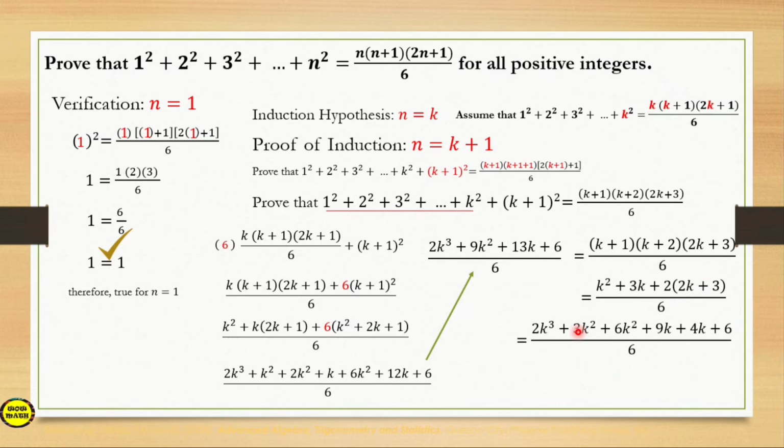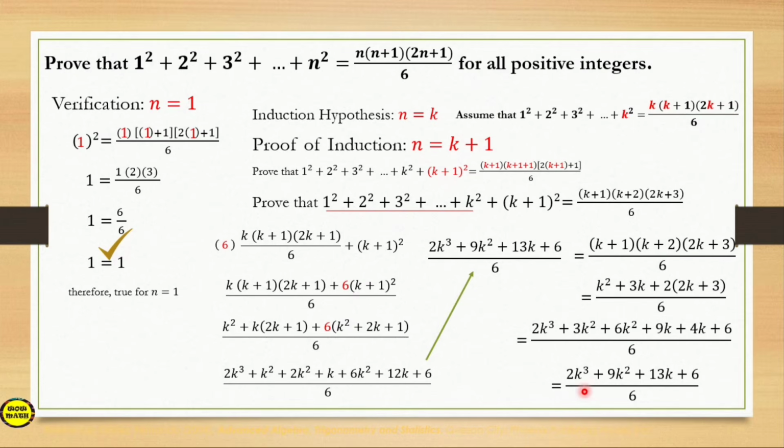And then, combine natin yung similar terms. So, copy 2k cubed. And then 3k squared plus 6k squared, that is positive 9k squared. And then 9k plus 4k, that is 13k. Copy positive 6 all over 6. So as you can see, class, equal sila. Kapag pinactor natin ito, same lang sila ng ganito. So ang magiging factor nito ay k plus 1 times k plus 2 times 2k plus 3.